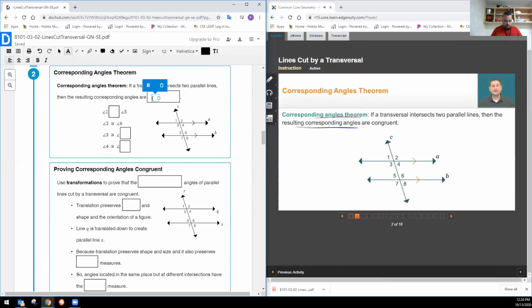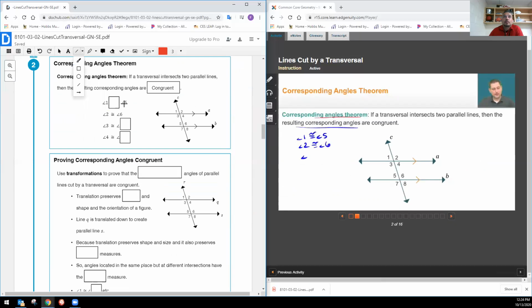Looking at this diagram, I see A and B are parallel. Therefore, if they're cut by transversal C, angle 1 would have to be congruent to angle 5. Angle 2 would have to be congruent to angle 6. Angle 3 would have to be congruent to angle 7. And angle 4 would be congruent to angle 8. That's a very useful theorem, so let's go ahead and prove it.